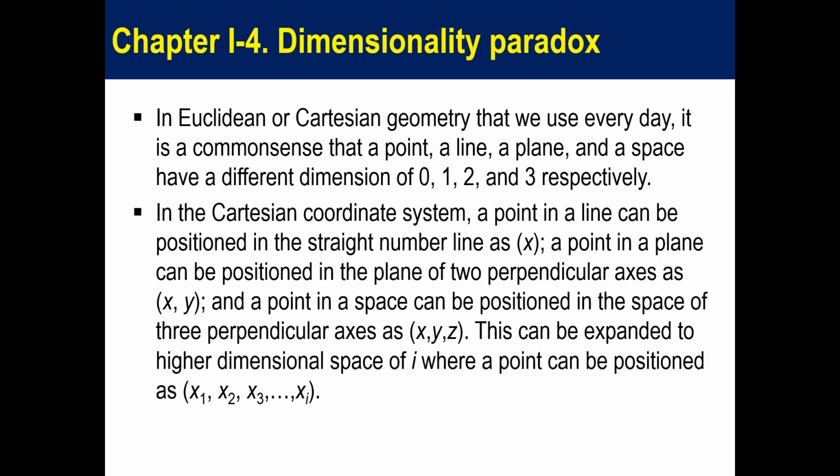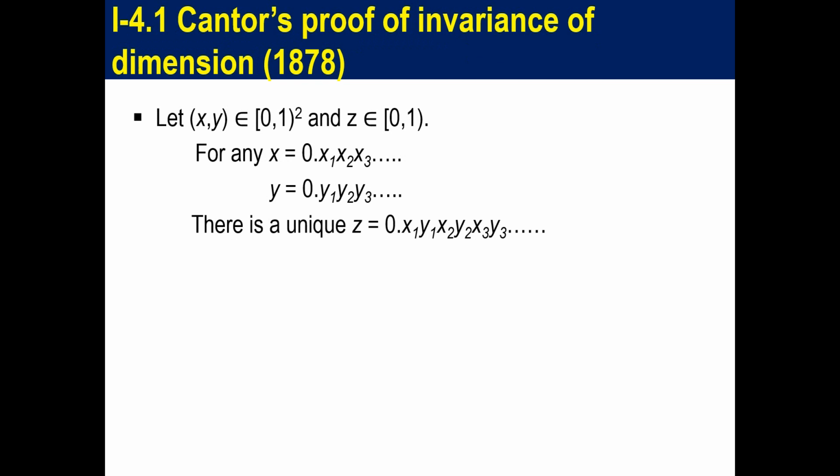However, Cantor in 1878 proposed a proof that the number of points in a real number line is equal to the number of points in a plane or even I-dimensional space. This was a huge blow to our concept of dimension. The proof between the one-dimensional unit interval and the two-dimensional unit square is as follows, which can be easily expanded to I dimensions.